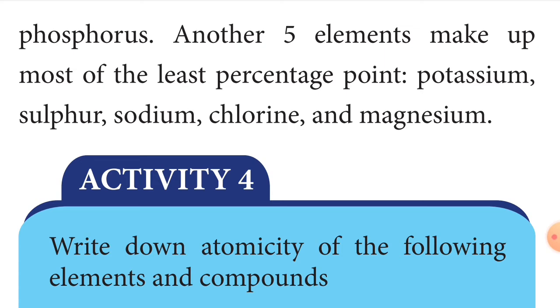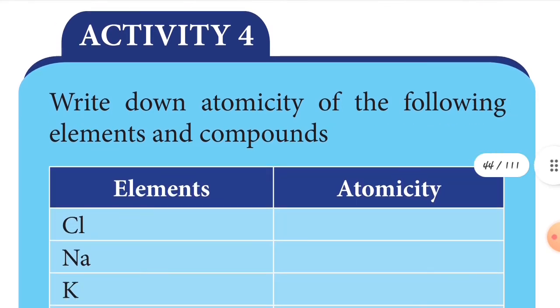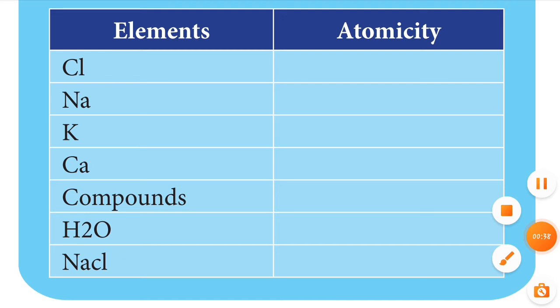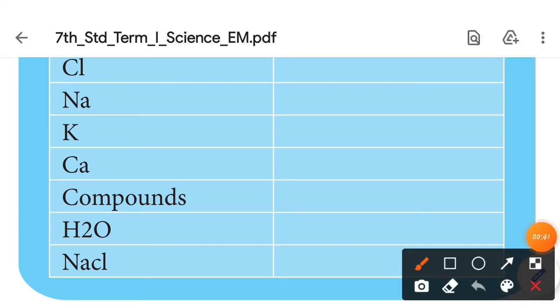Clear, children? Now see this activity, children. They are giving elements and atomicity. Cl means what? Chlorine, Cl2. So children, the atomicity of chlorine is 2. Here sodium, Na, the atomicity of sodium is only 1. The next one is potassium, K, also only 1. And Ca means calcium, also only 1 atom.